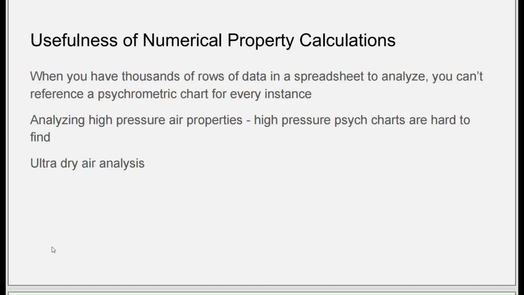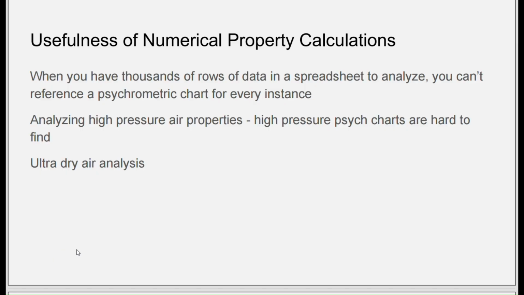So why do we not just rely on charts? Why do we have to do numerical calculations? For one, let's say you've got thousands and thousands of rows of data where you know two properties of air and you need to calculate a third. You can't reference a psychrometric chart that many times. You need to be able to calculate those yourself.